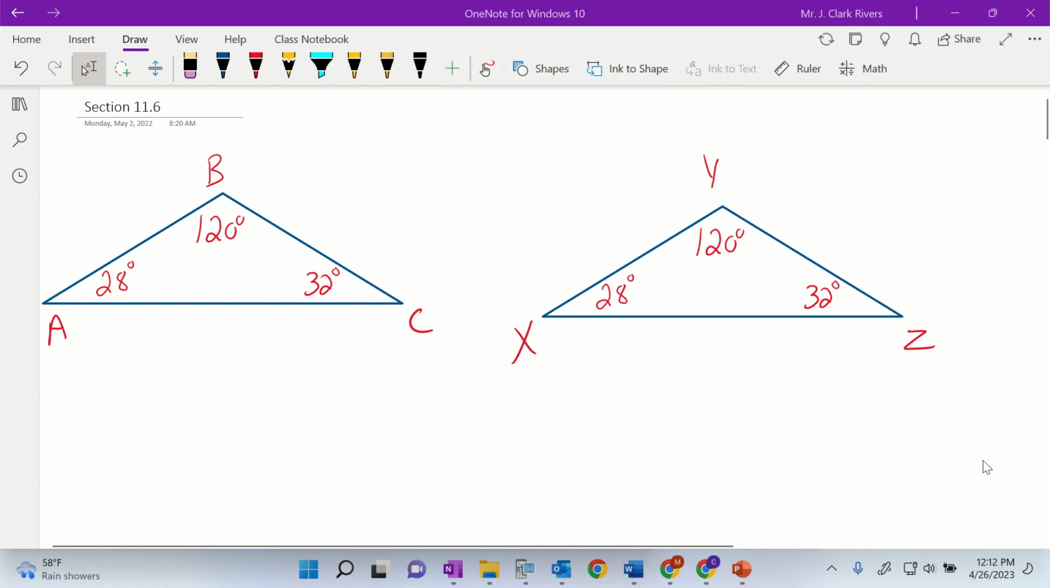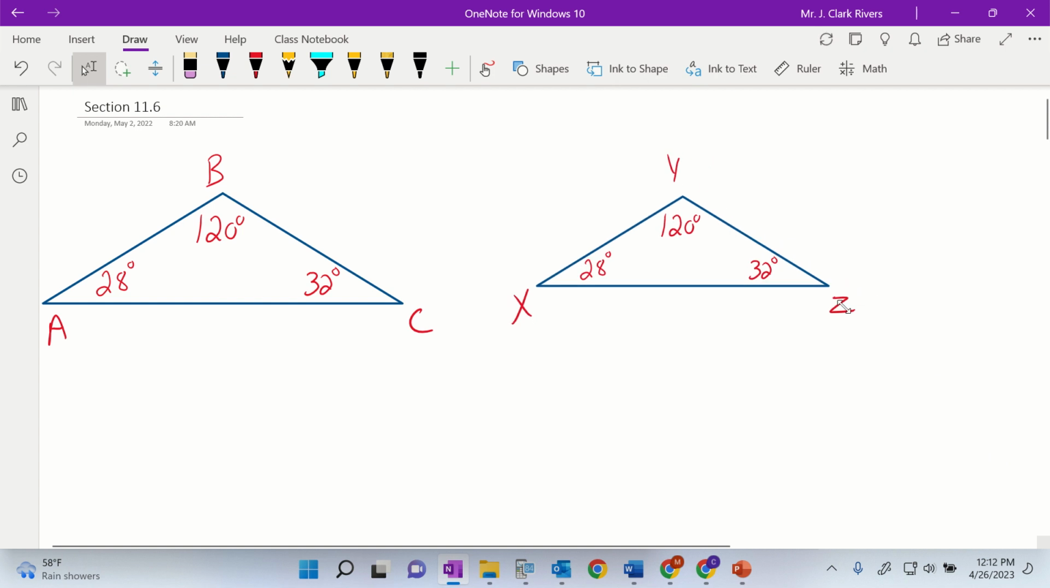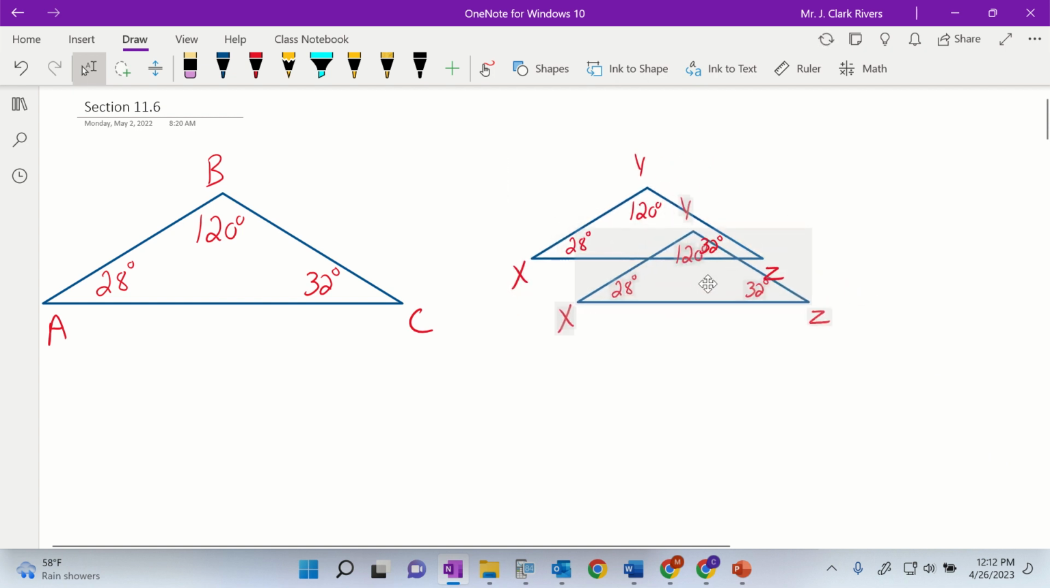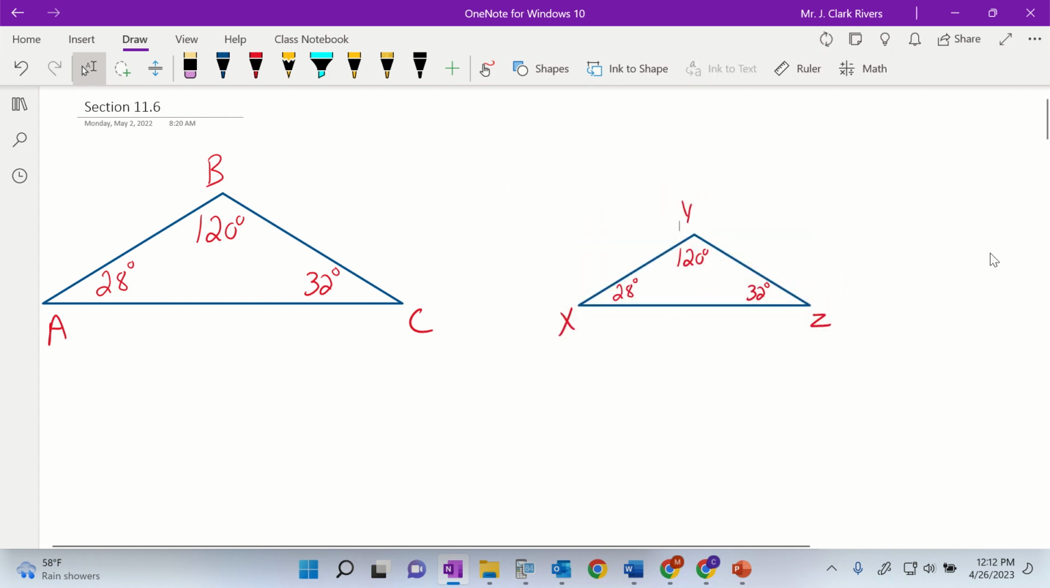Now watch what I'm going to do to triangle XYZ. I'm going to select it and I'm going to shrink it down like that. Are the two triangles congruent now? Yes or no? I'll tell you, we got some disagreement, that's okay.